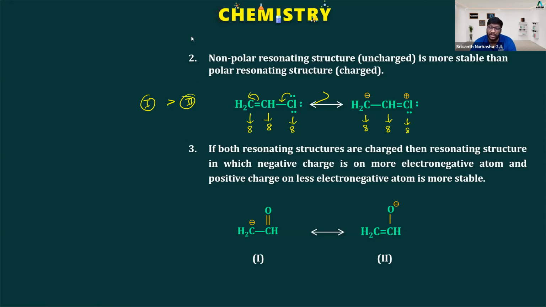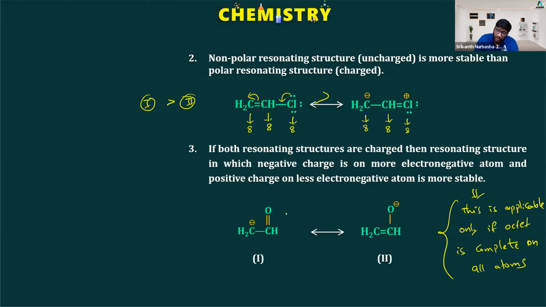Why? What is the reason behind uncharged being more stable when compared to charged? Because separation of charges requires energy. The separation of charges requires energy, thereby decreasing stability. If both the resonating structures are charged, then the resonating structure in which the negative charge is on the more electronegative atom and the positive charge on the less electronegative atom is more stable. This is applicable only if octet is complete on all atoms.